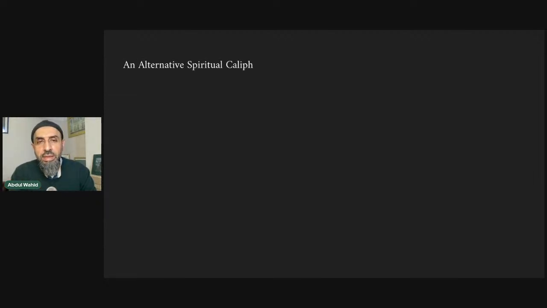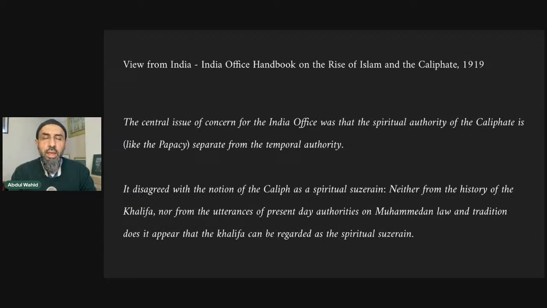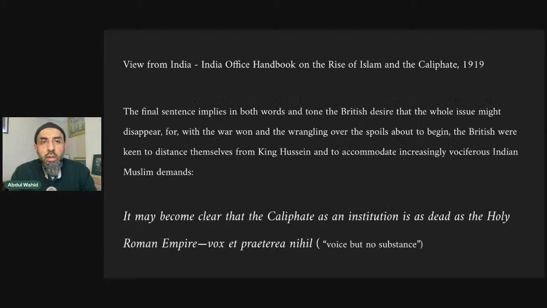And in fact, there was this debate amongst the British about whether or not there should be an alternative Khalifa, a spiritual Khalifa only. And this debate was borne out in a Foreign Office handbook from India. They actually raised concerns from the India Office about this idea that the caliphate should just be a spiritual authority, like the papacy at that time, separate from the temporal authority. Well, it's not credible; neither from the history of the Khilafah, nor from the utterances of present-day authorities on Mohammedan law, Islamic law, and tradition, does it appear that the Khalifa can be regarded as just a spiritual suzerain. The final sentence implies, in both words and tone, that the British desire that the whole issue might disappear.